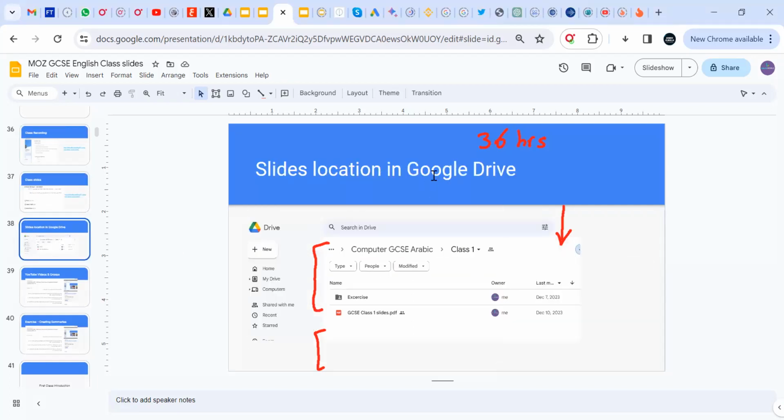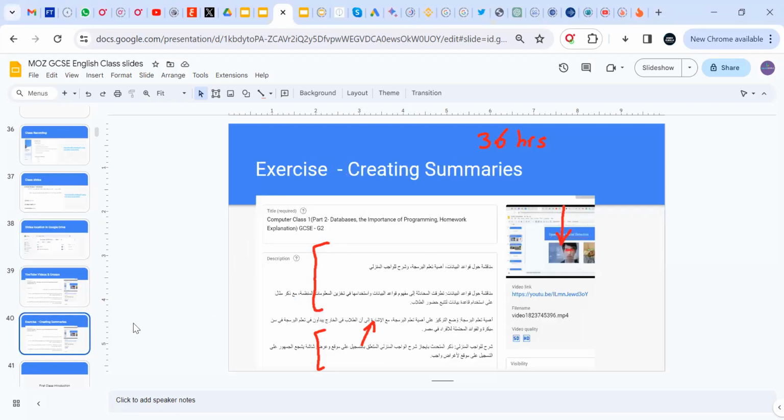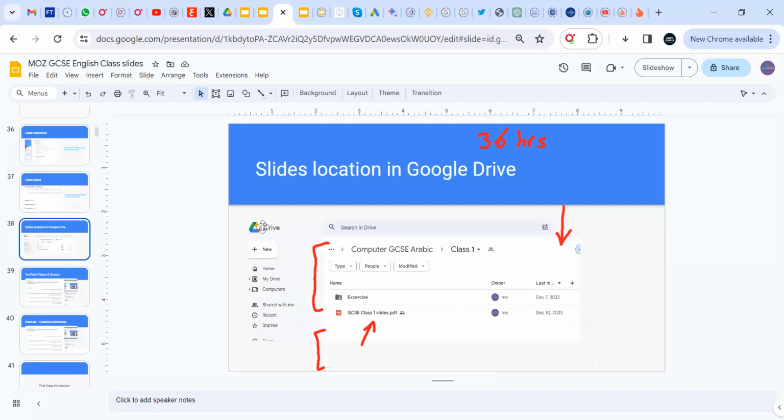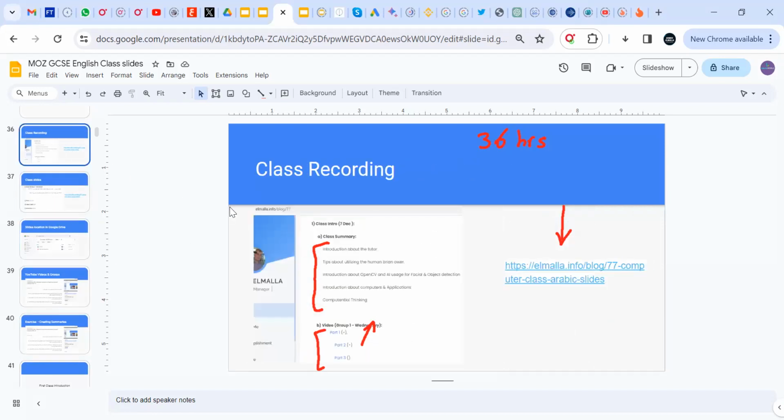The point here is that I always upload the slides that I teach you to a Google Drive, and I put the link for you. I put the link also on the URL that I shared with you. So that is always the case in every class.